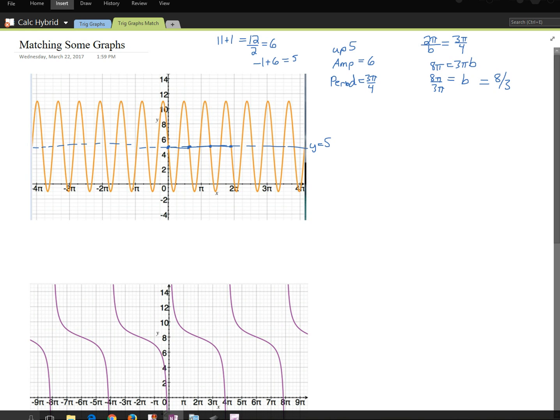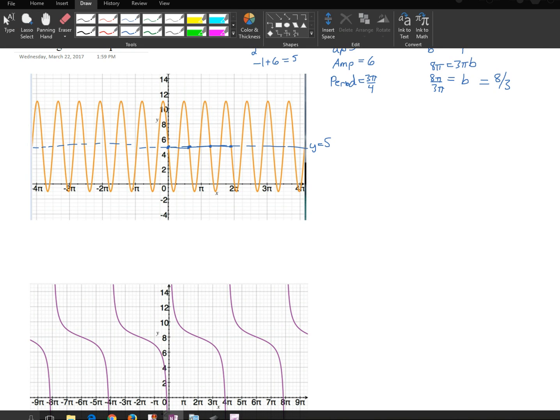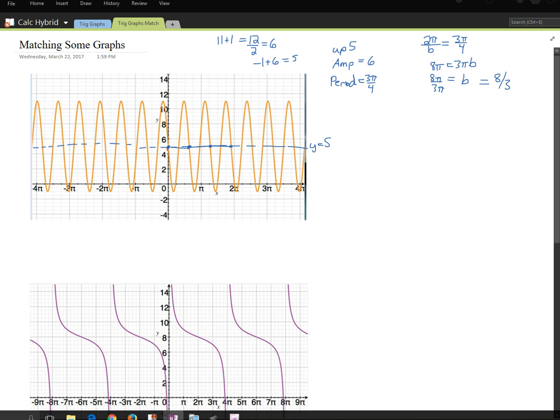Now it looks like, for me at least, it was a little bit easier to see that this guy was going down first. So if it's going down first, that's suggesting a sine wave to me. So I'm going to say my first version of the function, call it f sub 1.